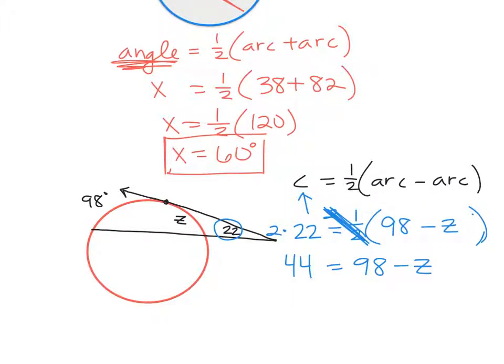Yeah. Peter? It's not 98 minus 22. No, 22 is the angle, and the angle is always your standalone. Okay. It's got to be arc minus arc.